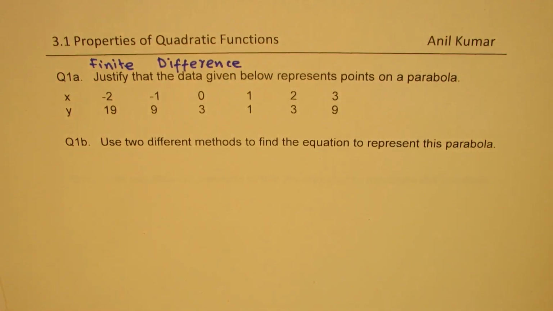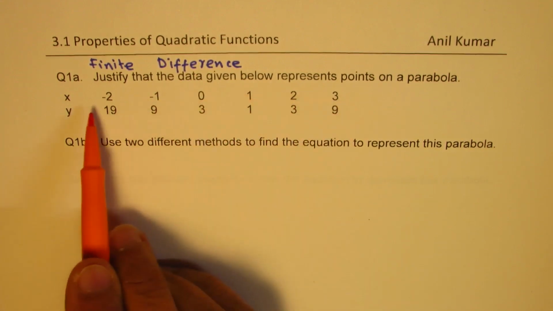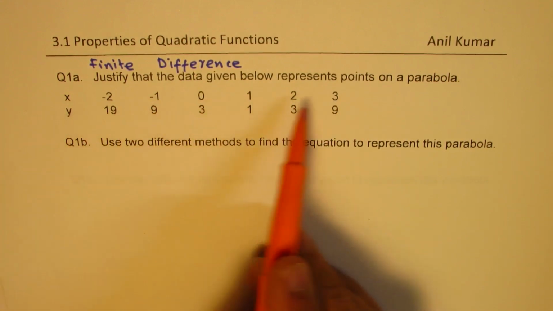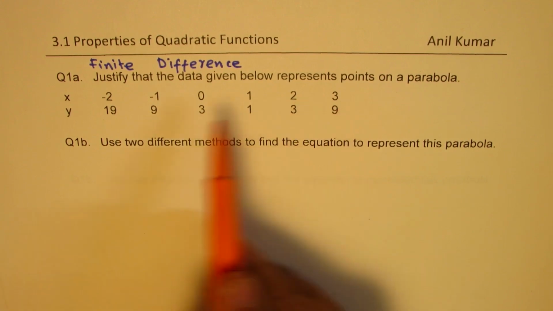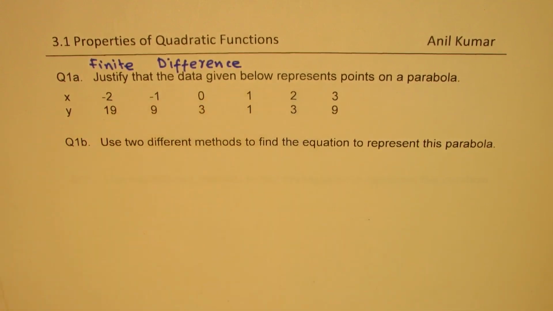If the second finite difference is constant, then it is a quadratic function and it will be graphed as a parabola. Clear? So let's find the difference between consecutive terms. You see that these are in the interval of 1. X values are increasing by 1. That is important to note. They should be increasing by the same amount, otherwise you will not be able to simply find the difference.